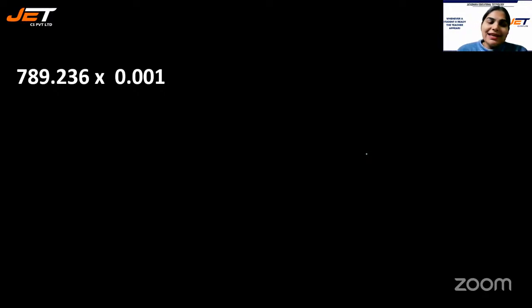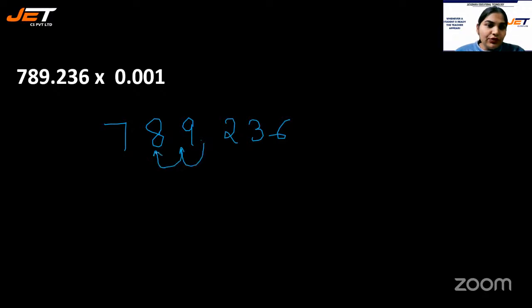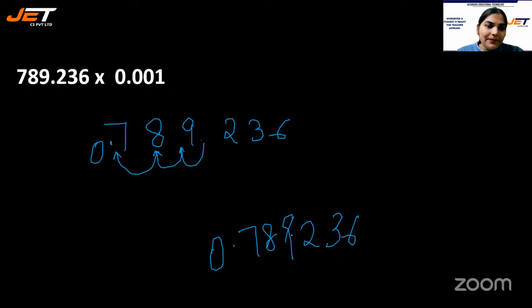So here, as there are 3 decimal places, you have to shift it 3 places to the left. Okay, so 1, 2, 3. It will be 0.789236. The next one. Here we have 4 decimal places.